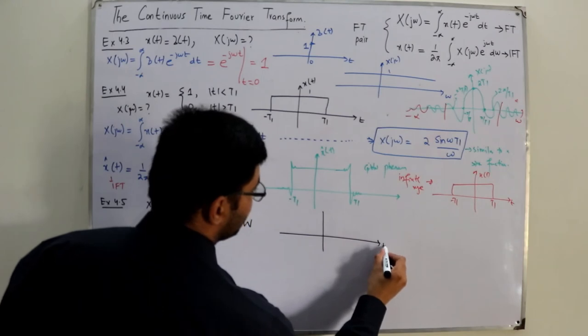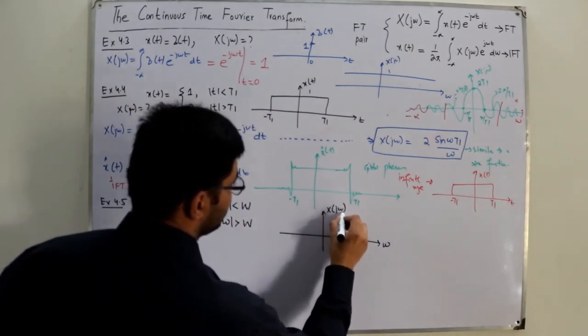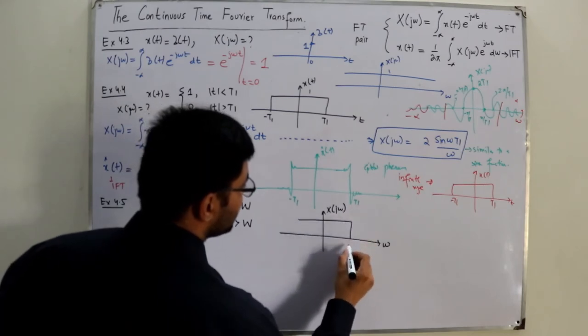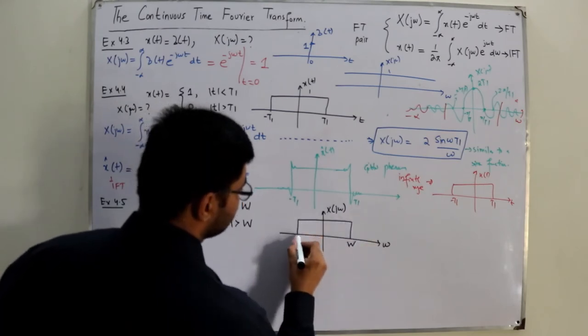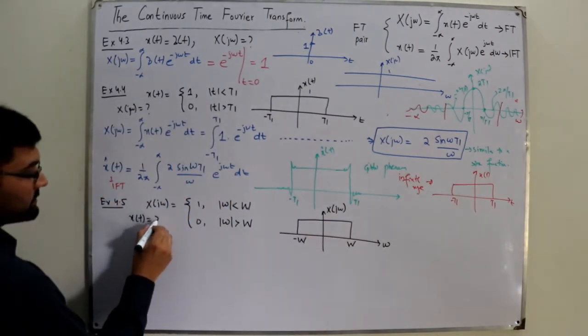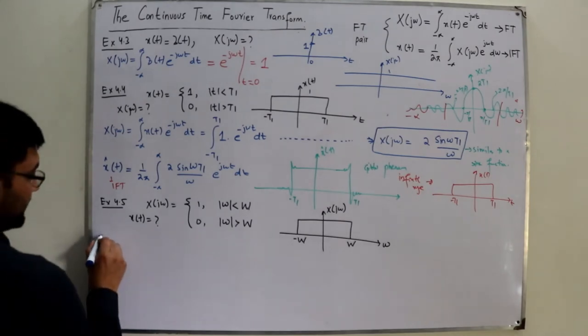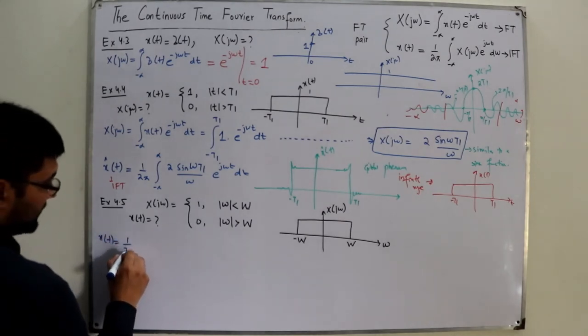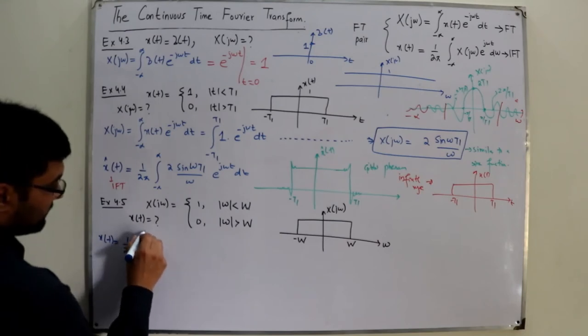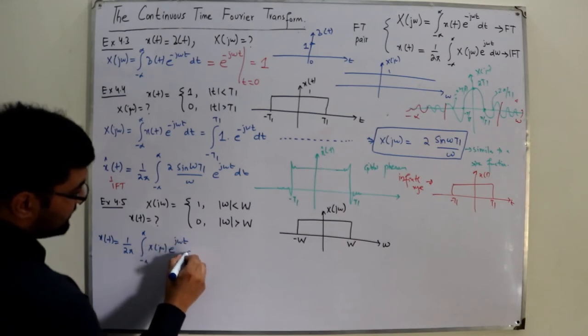If this is your omega axis, so this represents my X of j omega. This, the Fourier transform basically, is given. And we are asked about the original signal, that is x of t. So how do we find it? We find it through the inverse Fourier transform. So my x of t would be equal to 1 upon 2 pi, integration negative infinity to positive infinity, X of j omega exponential of positive j omega t, d omega.